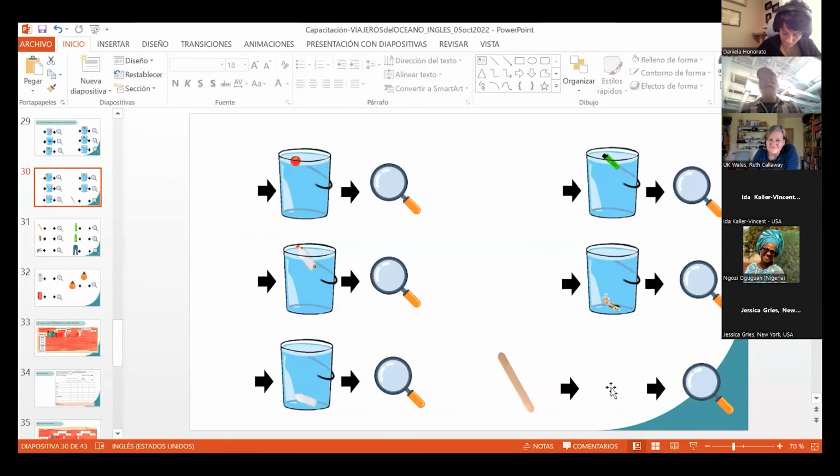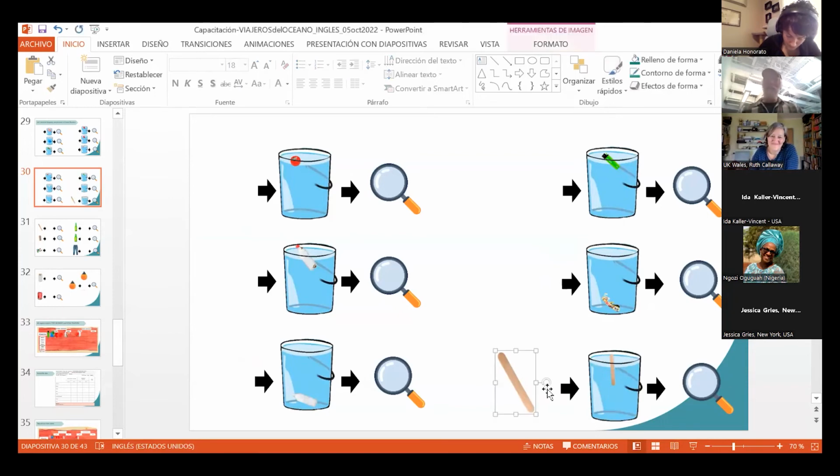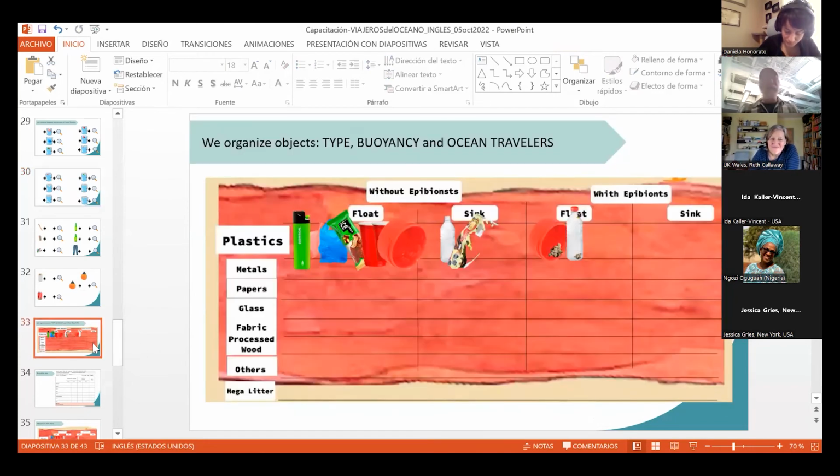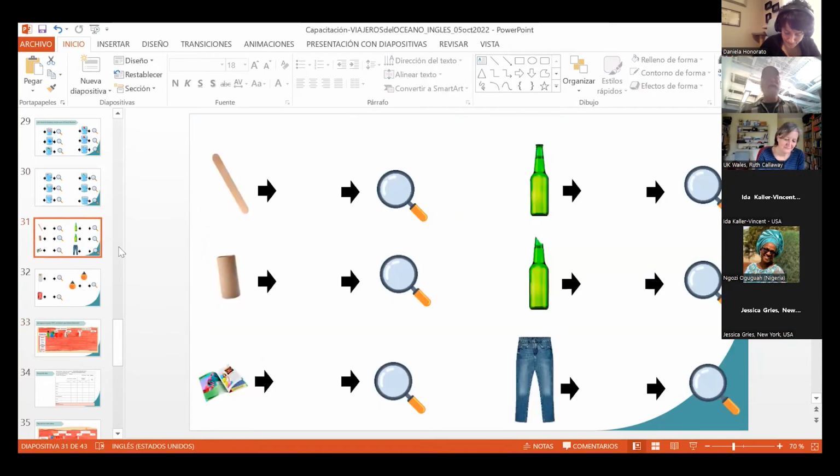And how about the processed wood here, this little ice cream pellet? You put it in the water and see if it sinks. Okay, since it's wood, a lot of wood floats, but not all wood. There is a bunch of different wood types that do not float, but this one did float and it didn't have any organisms growing on it. So we move it into this category, processed wood without epibionts, and it floated.